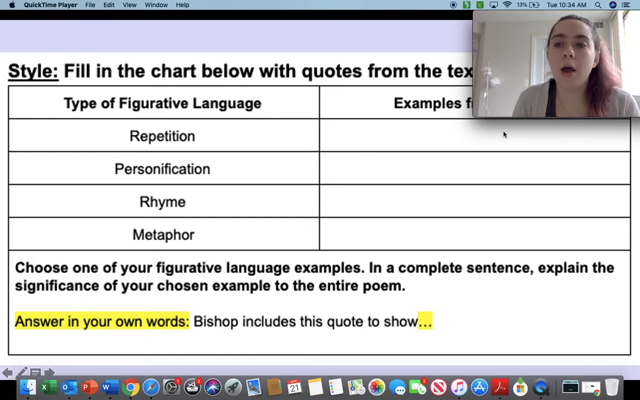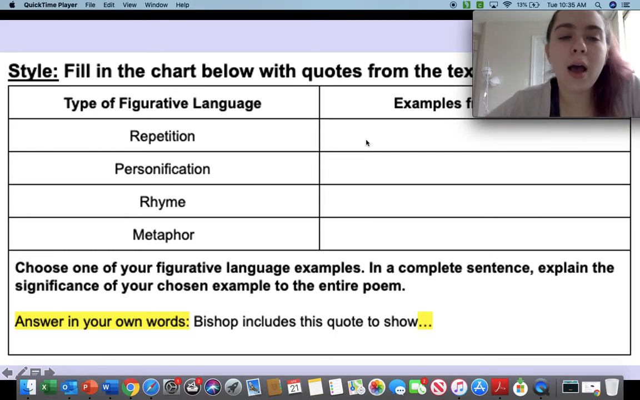So you're choosing one of the quotes that you pasted here, and in a complete sentence, you're explaining the significance of the quote that you chose. So Bishop includes this quote to show, and then you're going to explain the significance of the example of figurative language that you went with. All right, at this point, you can go ahead and pause the video, complete your style section in your digital worksheet, come back when you're ready to continue.